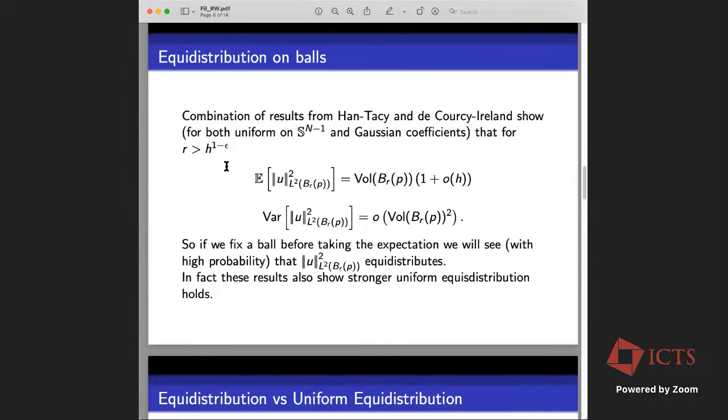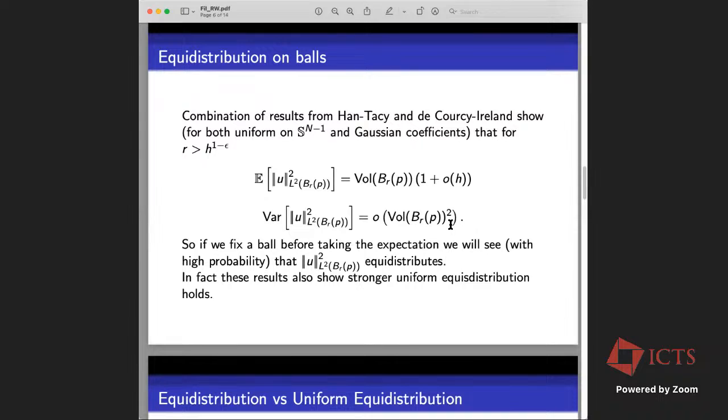And the result basically says if you're past Planck scale, so this is r greater than h to the 1 minus epsilon, where h is your Planck scale, and that's the uncertainty principle. Once you get down beyond h, you can't really say anything because the uncertainty principle says you can just never really tell. So this tells us an equidistribution result. It says that the expectation, the average, is equal to the volume plus something small, and the variance is small with respect to the volume.